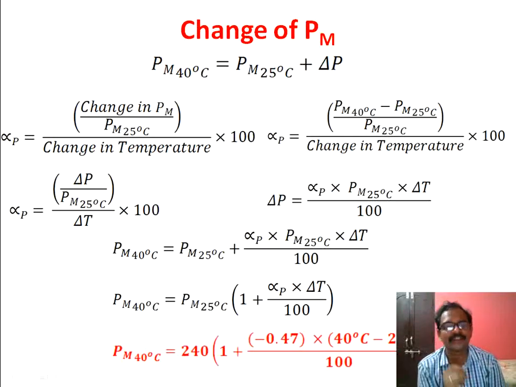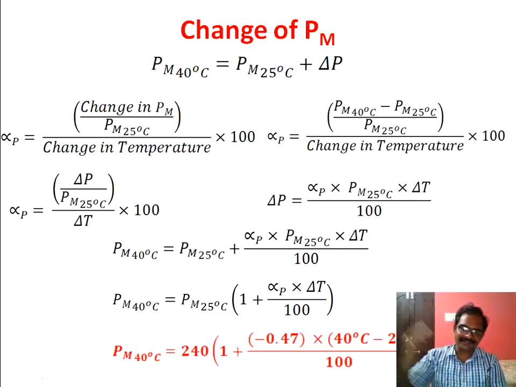That is PM at 40 degrees centigrade equal to PM at 25 degrees centigrade into 1 plus alpha P delta T by 100. PM at 25 degrees centigrade is 240 watt peak, which is given in the problem, and alpha P is minus 0.47 percentage per degree Kelvin. Therefore, 240 into 1 plus minus 0.47 into 40 minus 25 by 100, we will get 223 watt peak. So the power is decreased by how much? 17 watts. Right. Power decreases drastically with increase in temperature.